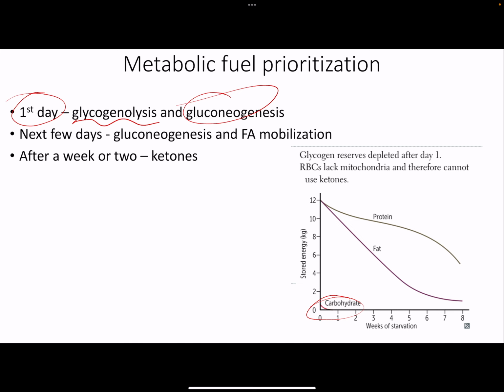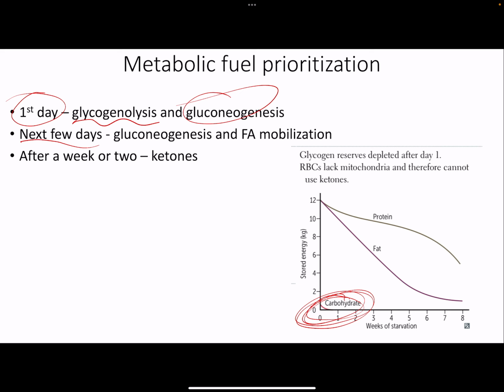Remember, this is the MacGyver. We're just taking glycerol. We're taking amino acids. We're taking random stuff in the liver, making new glucose, pushing it into the blood, feeding everybody. But you run out of your carbon stores really quickly, meaning mainly your glycogen. All right, so now the next week or so, you're doing gluconeogenesis.